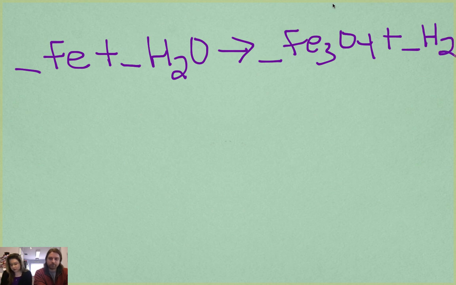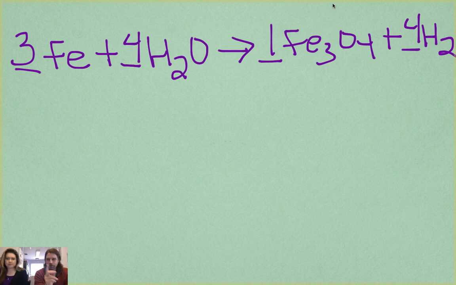Okay, so let's quickly balance this. I see 3 iron in my product, so I make 3 iron in my reactants. I see 4 oxygen, so I'll put a 4 here. I have 8 hydrogen, so I put a 4 here. And now I'm balanced. Does that look okay to you? Yep, and hopefully you're just as expert at balancing as Ms. Engarasi is. Hopefully.